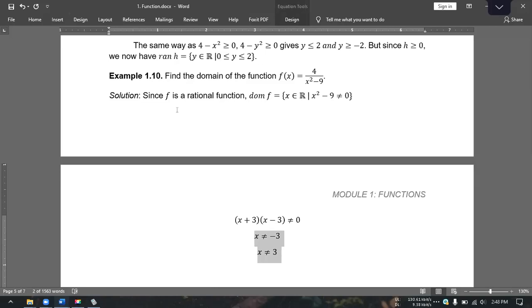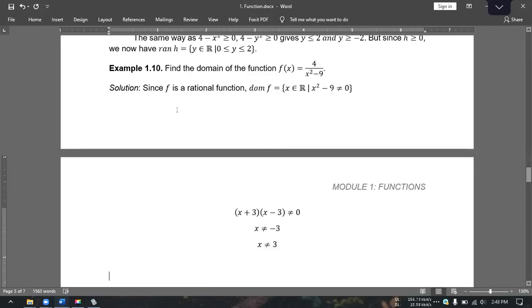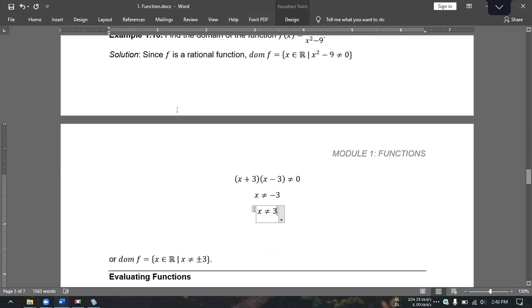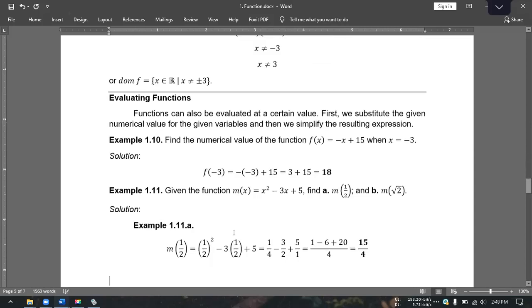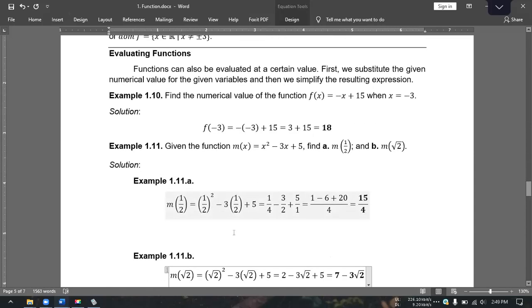So, the domain is now all set of x such that x, an element of R, or all values of x, element of R such that x is not equal to positive or negative 3 para maging defined yung function natin. Any question? So we're done with the two parts. Any question?